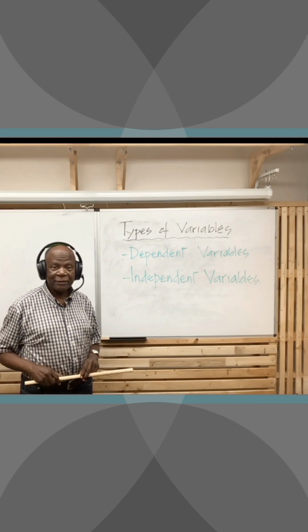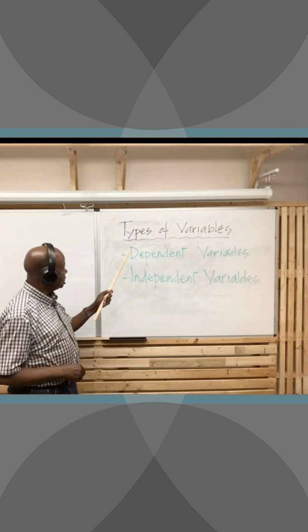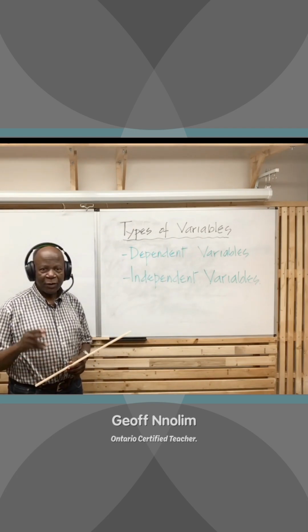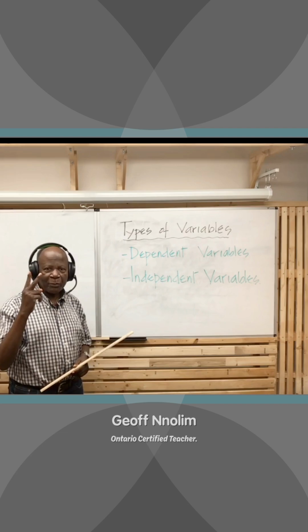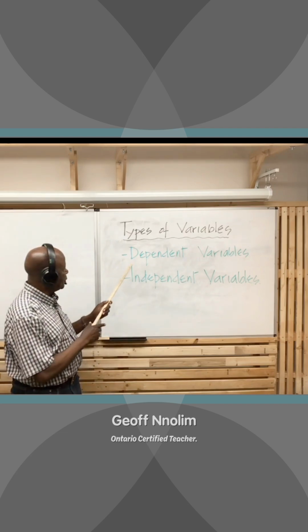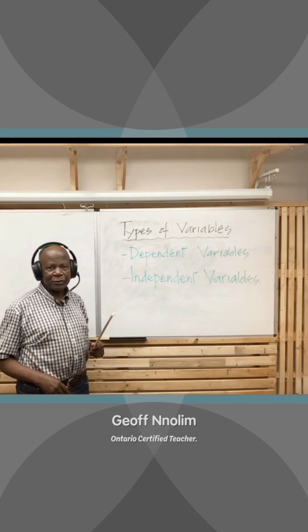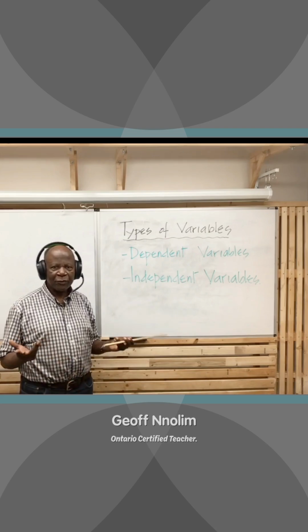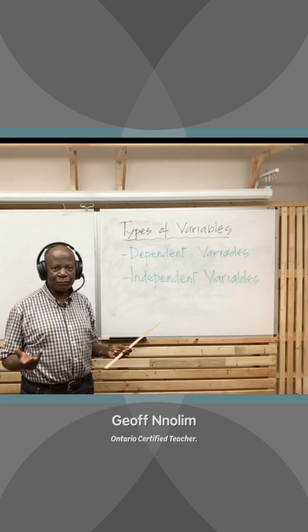In this lesson, we're going to be talking about types of variables. For our own purpose, we're going to be talking about two: dependent variables and independent variables. What's the difference between the two?